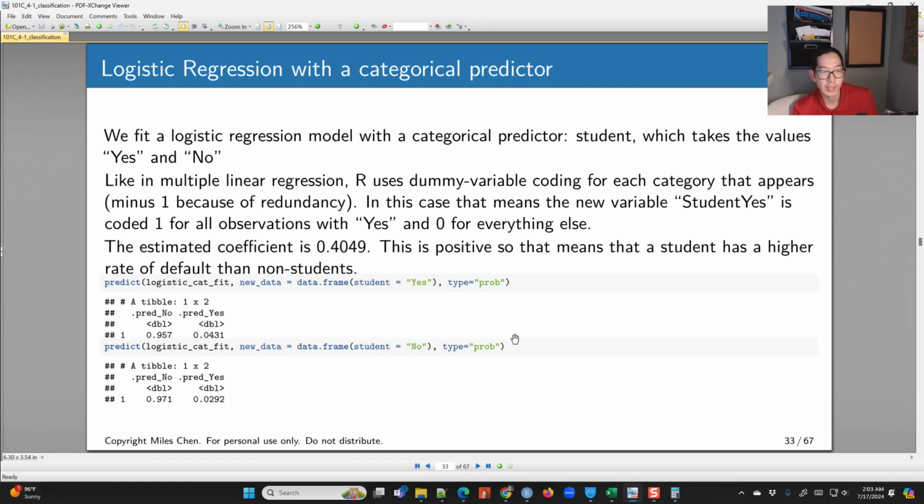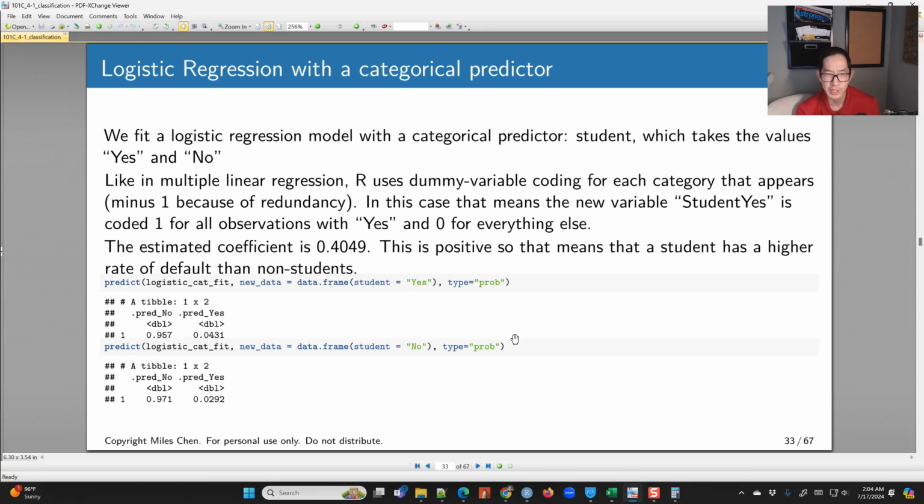So how does this work? All right. So here we fit a logistic regression model with a categorical predictor, student, which takes on the values yes or no. And kind of like in multiple linear regression, what R does is it uses dummy variable coding for each of the categories, minus one in the categories. So this basically means student yes is coded as 1 and 0 for everything else, student no.